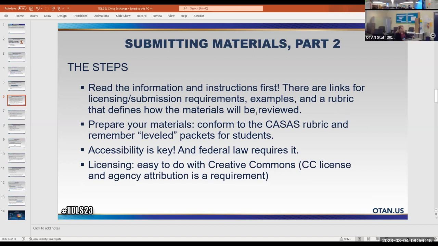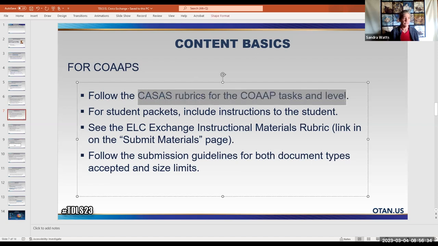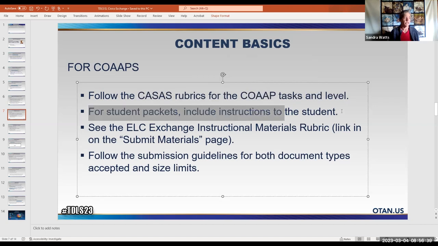So that's basically it. You get your account, you prep your materials, and submit. Okay. So here's basics on the content. CASAS will be checking for content when they vet your materials. So follow those rubrics for the task and the level. For student packets, make sure there are instructions for the students. Either that or the actual lessons are obvious about what the students are going to do. But I've always included directions on each page of my materials.